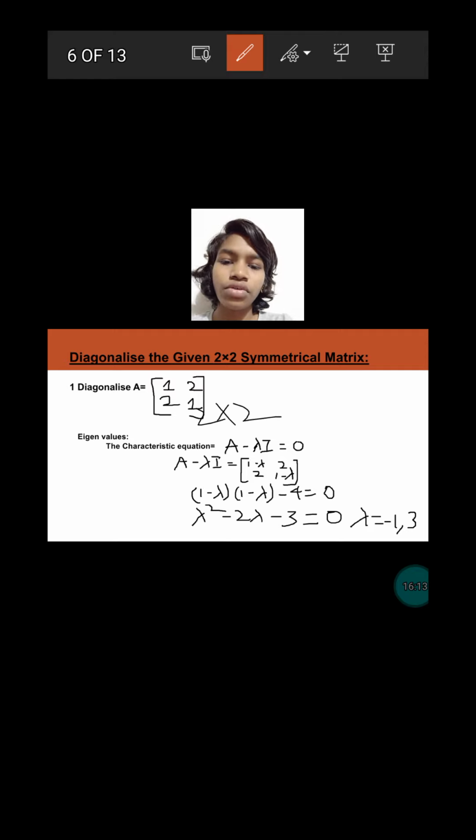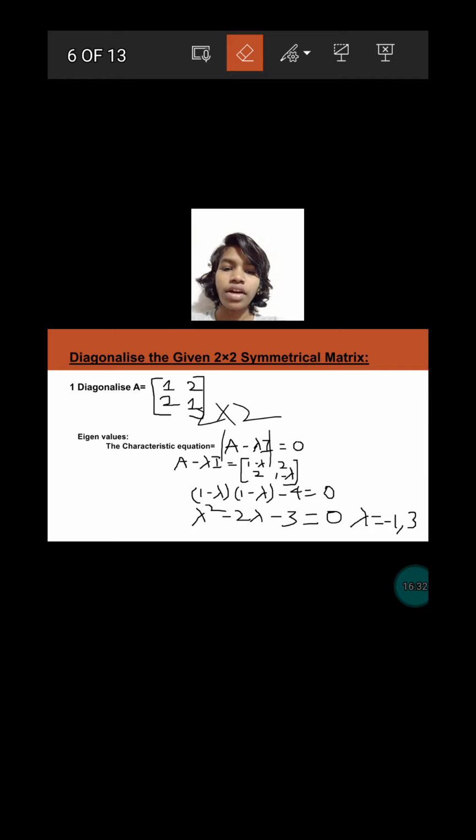We know how to diagonalize a matrix. First we have to find the eigenvalues of the given matrix. We find the eigenvalues using the characteristic equation, that is det of A minus lambda I equals 0.